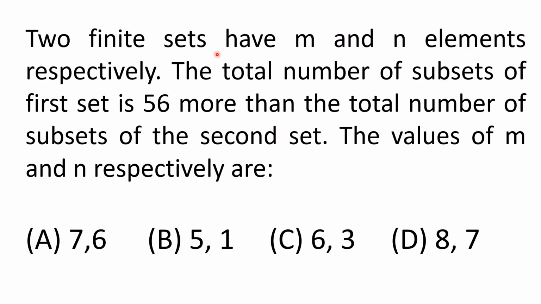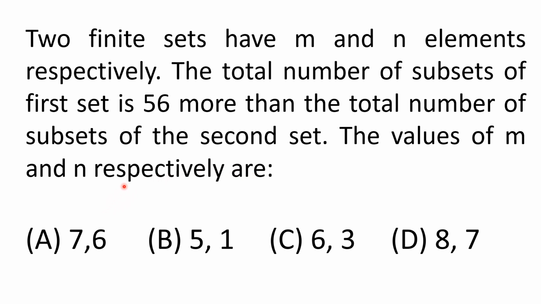Two finite sets have m and n elements respectively. The total number of subsets of the first set is 56 more than the total number of subsets of the second set. The values of m and n respectively are. We have four options. Let us understand the problem clearly.